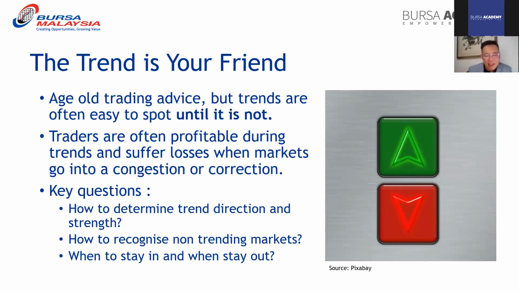What do I mean by until it's not? When it's not a trend, a lot of people can't recognize that the trend has ended or changed. Traders are often very profitable during the trends, of course, and suffer losses when the markets go into what we call the congestion or correction market, when it's no longer a trend. So the key thing is what tools can be used to identify when to go in when the trend is there and when to stay out when the trend is not there, because traders tend to lose money when there's no trend. So how do you determine a trend and recognize a non-trending market? That will give you the decision on when to stay in or when to stay out. Okay, so let's move on.